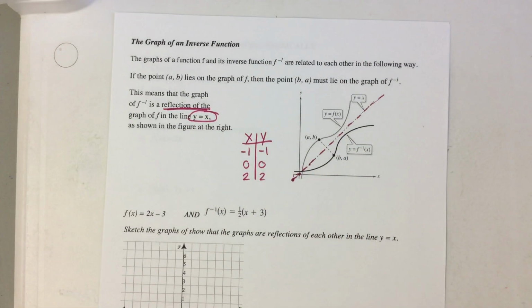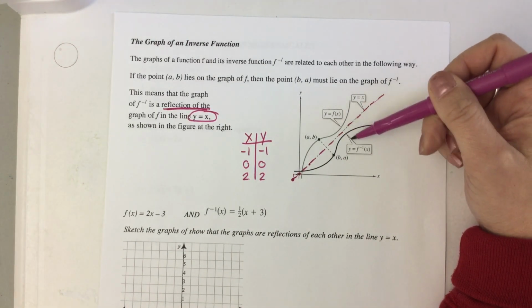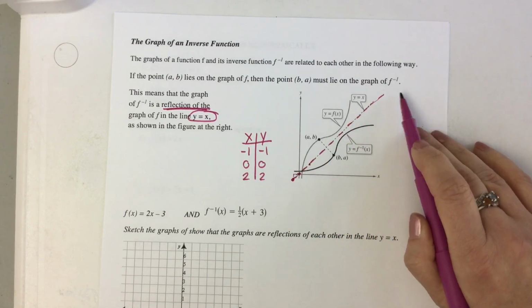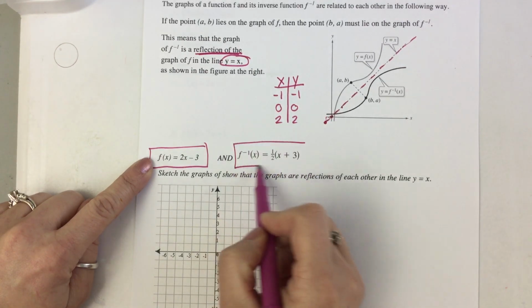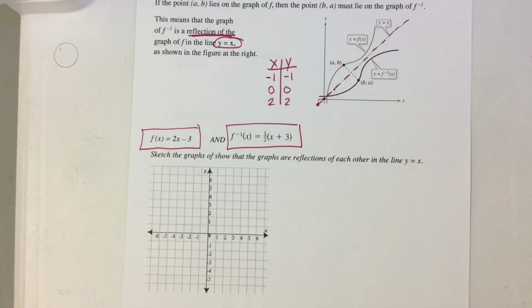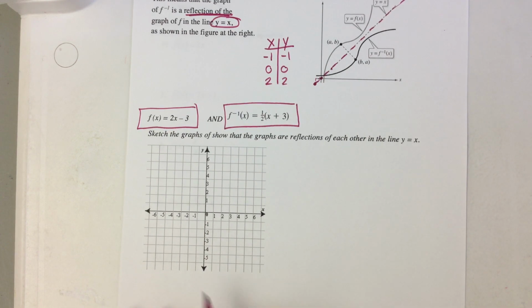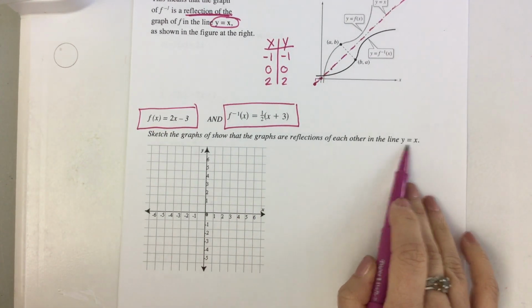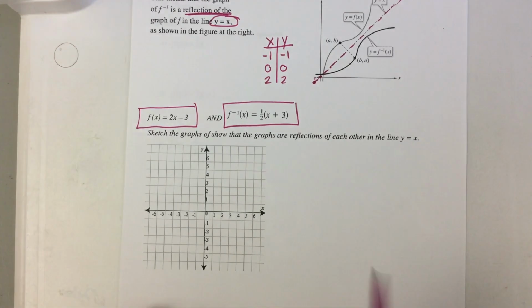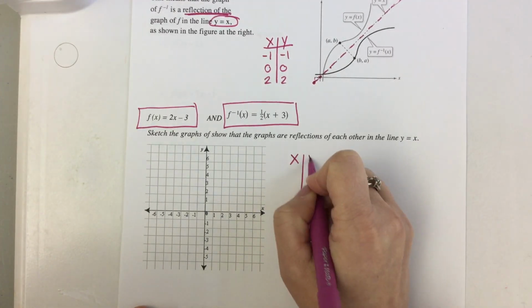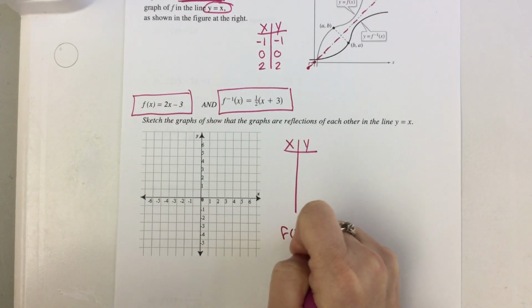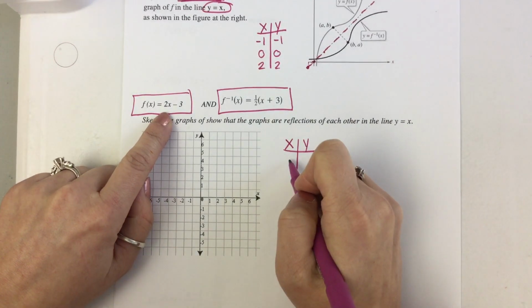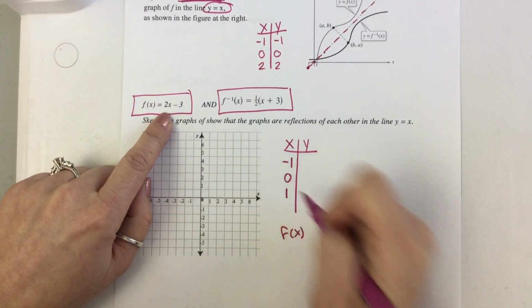When you graph two functions that are inverses of one another, you need to have a reflection, like a mirror image, over that line. So what they're telling us is this is our function, and they're giving us the inverse function. Okay, so they're giving us both. They want us to sketch the graph to show that we would have a reflection over that line y equals x. So what I'm going to do first is go ahead and make a good old-fashioned xy table. This is for the f of x, my original function. I'm going to put in a -1, a 0, and a 1.